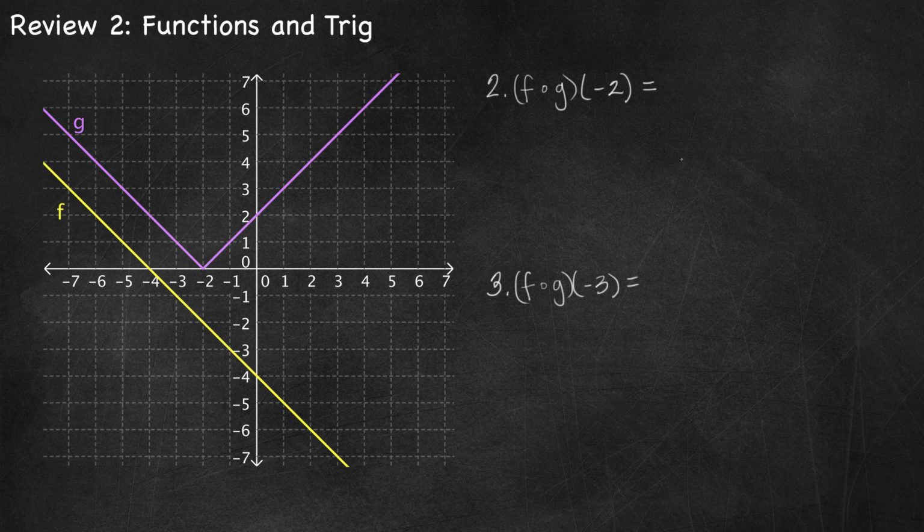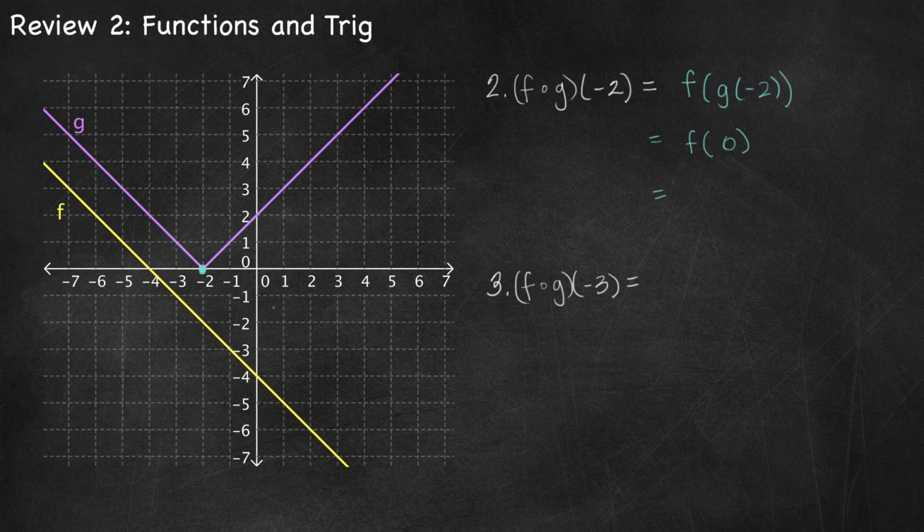For these next few problems, we're evaluating composite functions using graphs. So number 2, we want f of g of negative 2. You may find it easier to write this using the other notation, f(g(-2)). And we're going to work from the inside out here. So first we want to determine g of negative 2. We'll go to the graph for g. At an input value of negative 2, the output value is 0. So this is going to be f of 0. Now we want to evaluate f of 0.